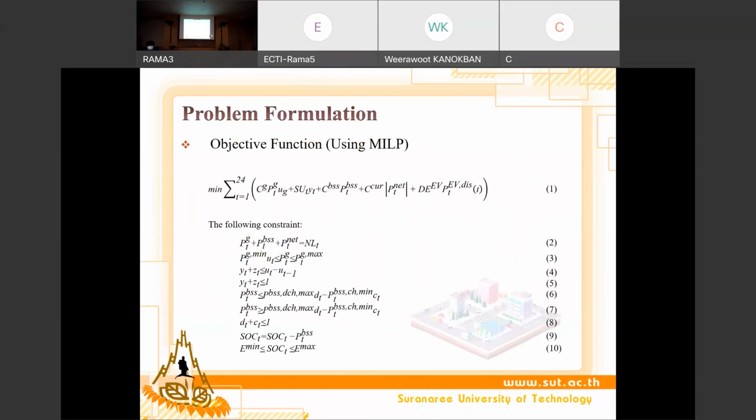In my work, I want to optimize and minimize the operation cost. That's the objective. But which parameter? The power of the distributed generation at the PT, ETT. I want to find the set point.